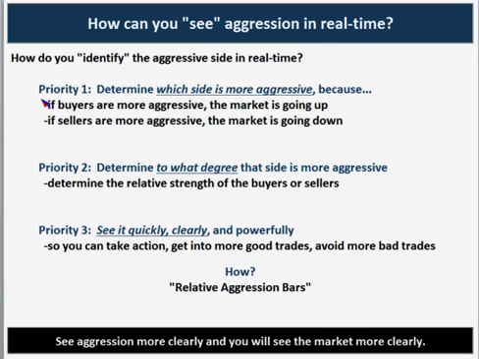So the way we look at this is that the first priority is that you have to determine which side is more aggressive, because again, if buyers are more aggressive, it's going up, and if sellers are more aggressive, it's going down. So if you can determine which side is more aggressive at a given time, you have a bit of an edge. And there are tools out there that can give you this raw information.